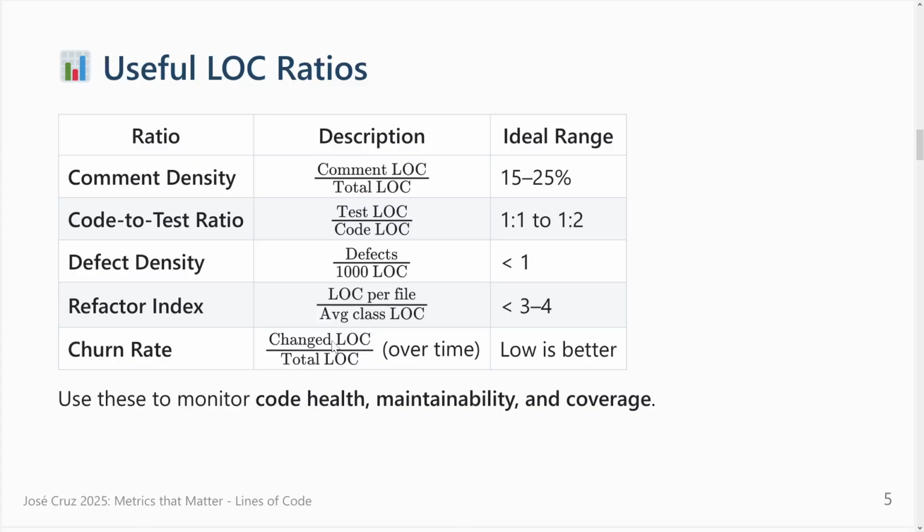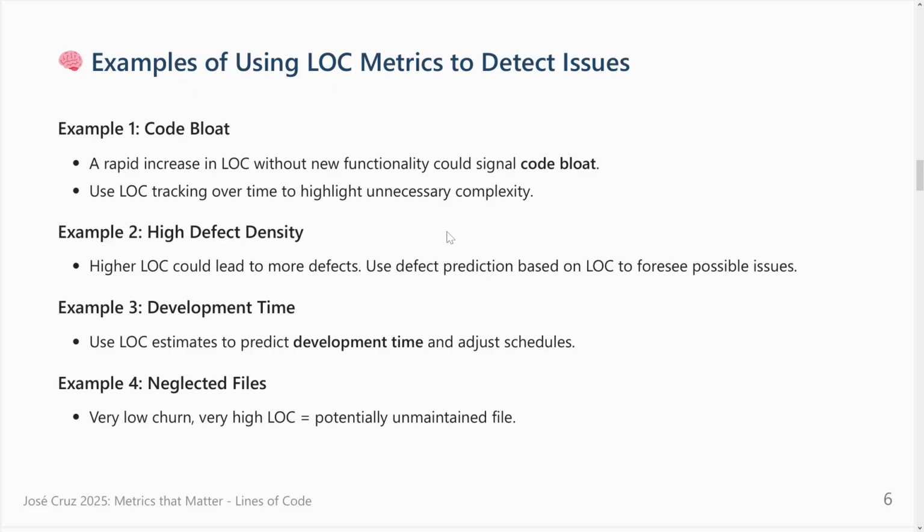What I'm trying to say is that with only the lines of code and other metrics that you probably already have in your company, you can get a lot of information in different areas: quality, the size of the project, defects, what's happening with the team, and with the growth of the projects. So use this to monitor code health, maintainability, and coverage. But there is more that I want to talk about, and we will see some use cases. So let's see some quick examples. Say code bloat: a rapid increase in lines of code without new functionality could signal code bloat. I think it's quite intuitive to understand this.